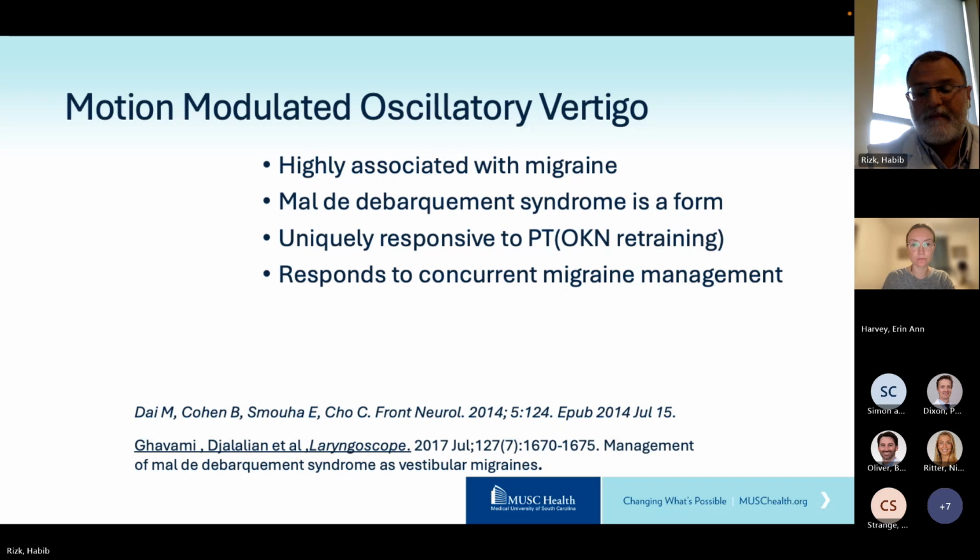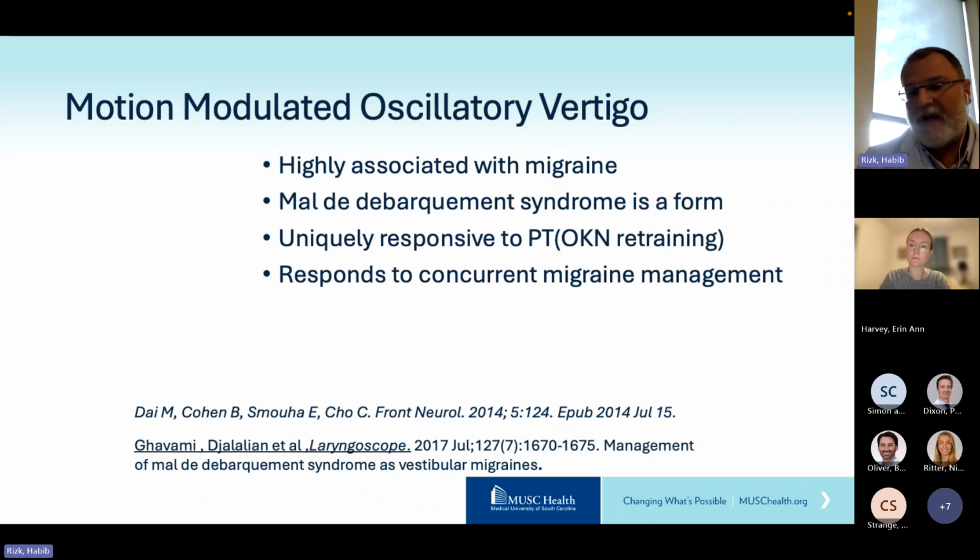So the first atypical presentation that I want to talk about is motion modulated oscillatory vertigo. That's the Bernie term for chronic rocking dizziness. It's highly associated with migraine. Mal de Debarquement syndrome is a form of it. It's uniquely responsive to PT, a specific PT. There are multiple protocols that have been developed. One of them is optokinetic retraining at Mount Sinai in New York.